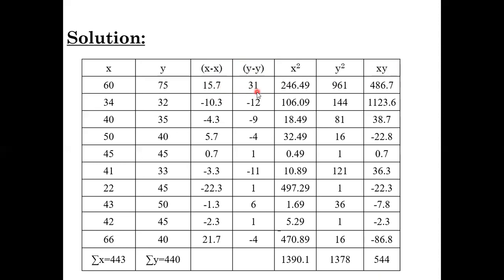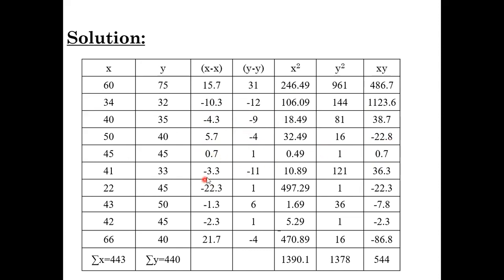See, 15.7 into 31. Here a plus sign is there, here a plus sign is there, so here also plus sign, as I already told you in the previous problem. If it is one minus and one plus, at that time we will get a minus value. See here, plus into minus is minus, minus into minus is plus. Here plus 5.7, and here one minus is there, minus 4. At that time, you have to write minus 22.8.